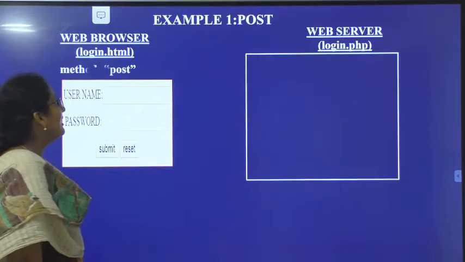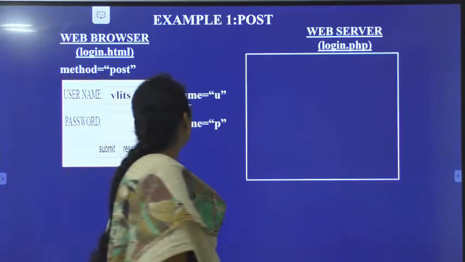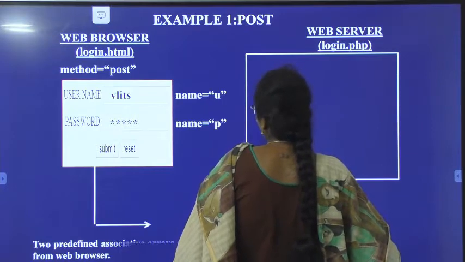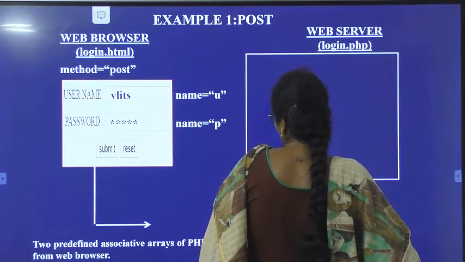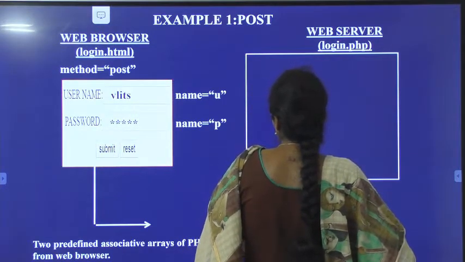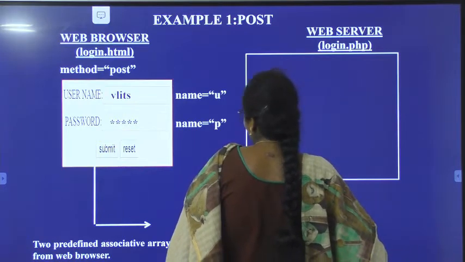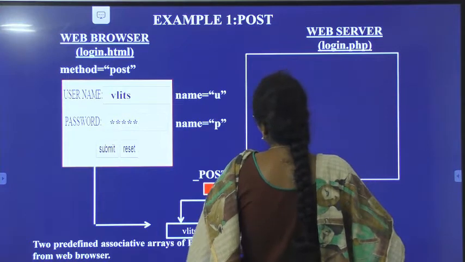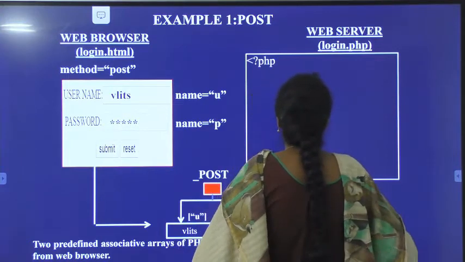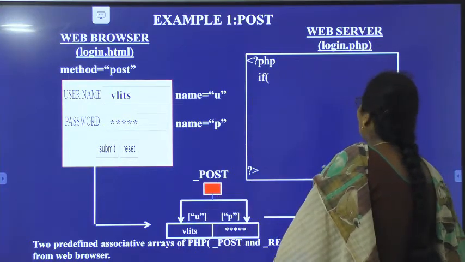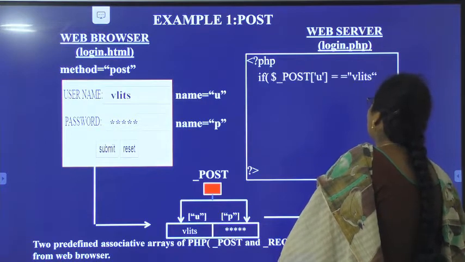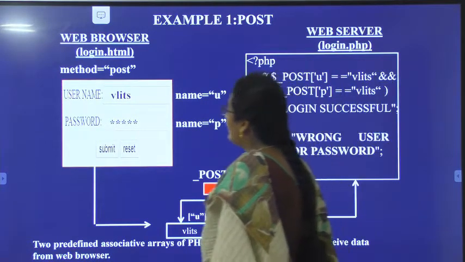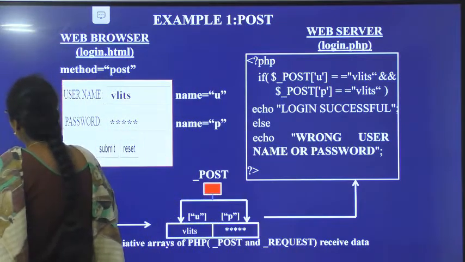So let us see how the post will work. We have the username and password. The method we are using is post. Two predefined associative arrays of PHP, post and request, receive data from the web browser. So using the post, username VLITS and password are given from the web browser to the web server. See here, from now onwards we will call the client the web browser.